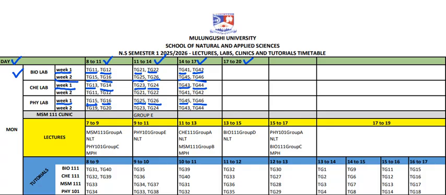Of course, in the second week, we are going to have a physics lab again, and that is going to commence on a Monday. TG19 and TG20 will be having a lab around 8 to 11. Immediately they're done, the next group must enter from 11 to 14, and immediately they are done, the next group must enter. So it's going to be quite a very busy schedule.